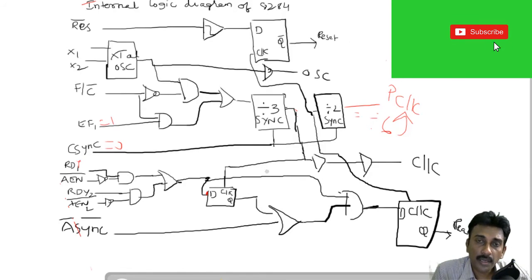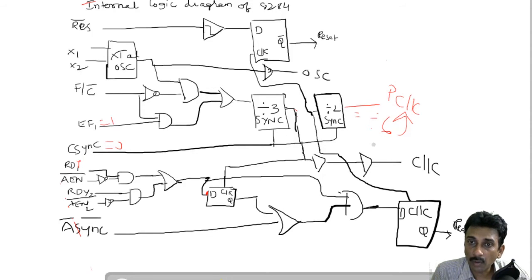Coming to this internal logic diagram of the 8284, it provides some functions that can be used for reset synchronization and peripheral clock synchronization, as well as ready synchronization and clock generation. It provides four important signals along with the wait states also. So let us have a look at this 8284.